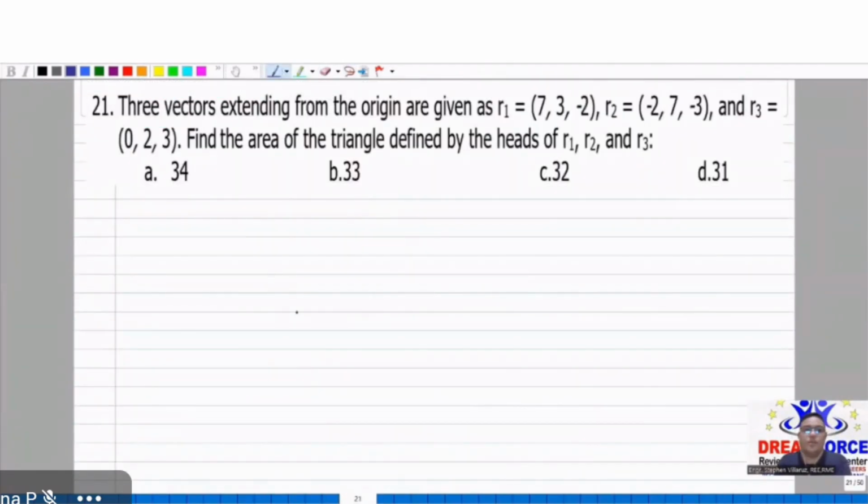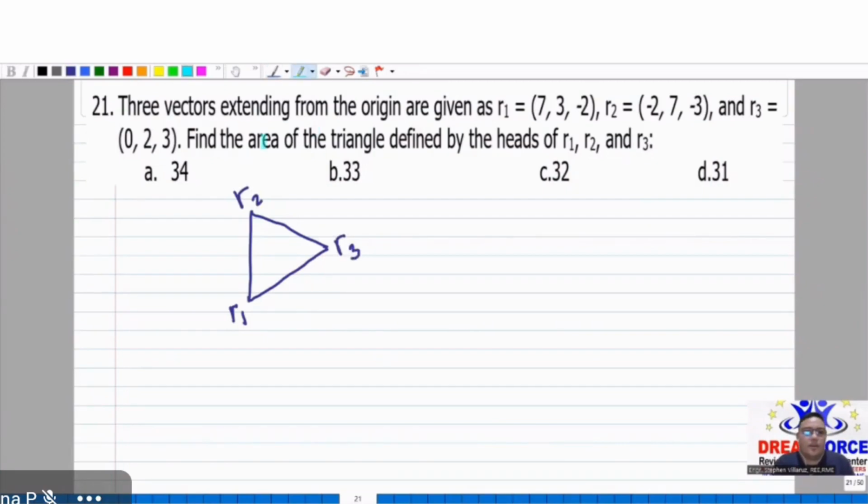Okay, so let's have number 21. So, 3 vectors extending from the origin given as R1, R2, and R3. Find the area of the triangle defined as the heads of R1, R2, and R3. So kung di pa kayo sanay sa mga ganitong problem, drawing lang natin yung mga given, okay, since triangle, drawing natin yung triangle. So this is R1, position vector R1, R2, and then R3.